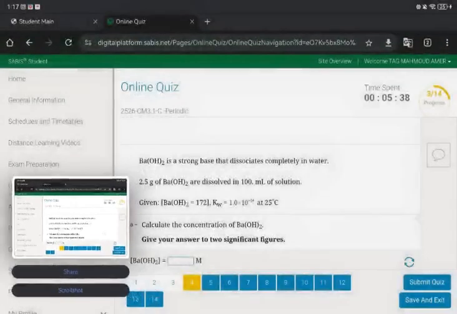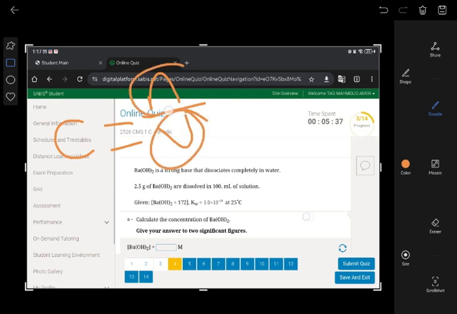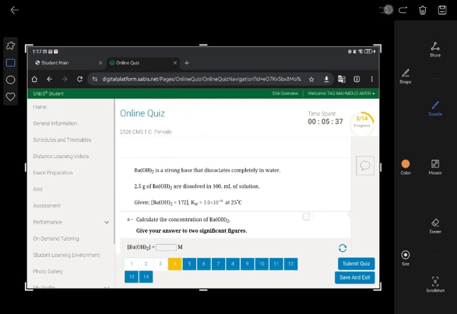Here you have to use stoichiometry and the formulas from last year. So here they give you the mass and they give you the volume. You have to find the concentration. Concentration, C equals n over V. You have V, but you don't have n. If you remember from last year, n equals mass over molar mass. Here the molar mass is given. It's 172. And this is the mass. So that means n equals 2.5 divided by 172.